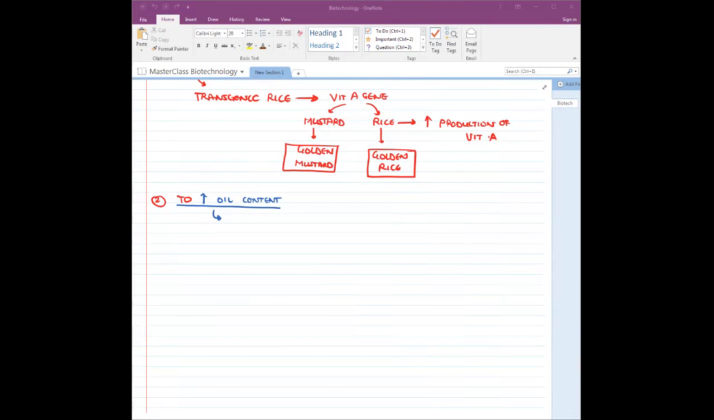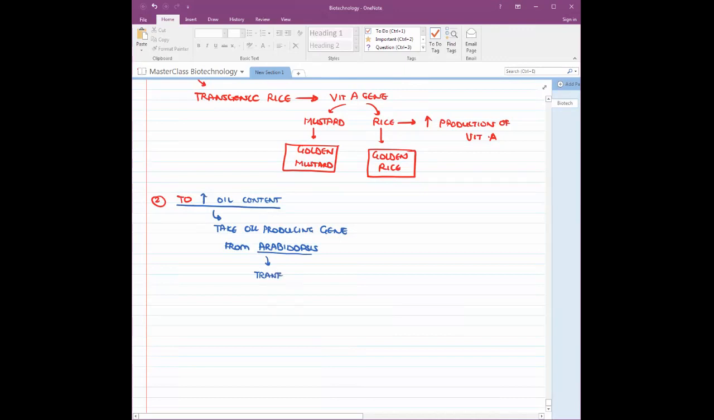Okay, so guys, now what we are going to do is, to increase the oil content, we take the oil producing gene from Arabidopsis thaliana. This is the plant Arabidopsis thaliana. Now you take this and transfer it into the plants that are not producing good amounts of oil.